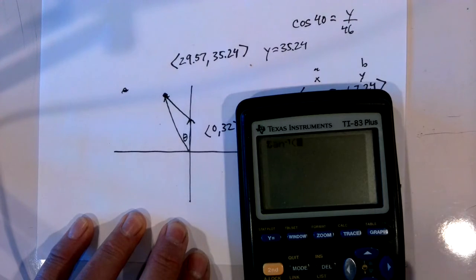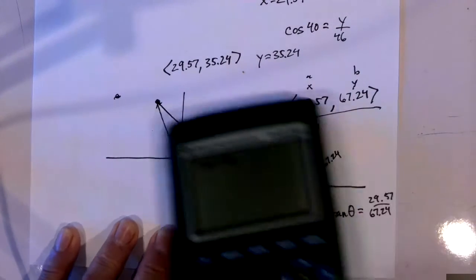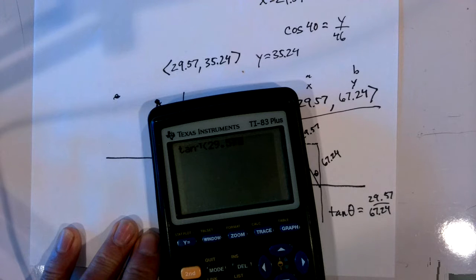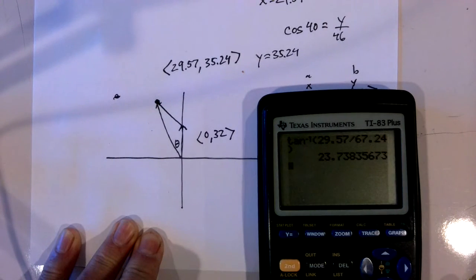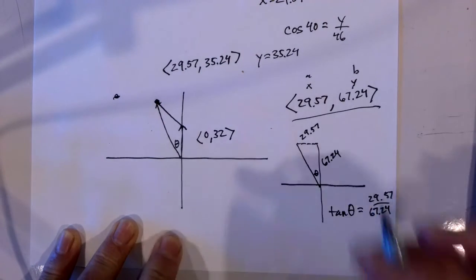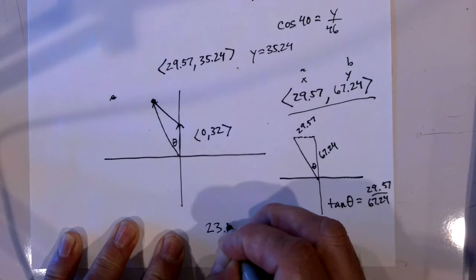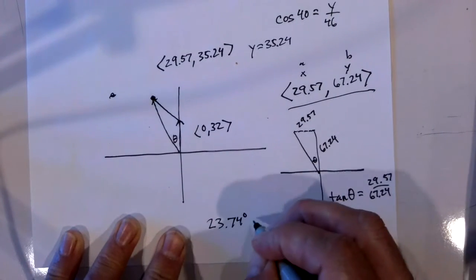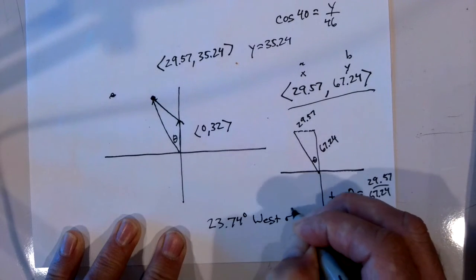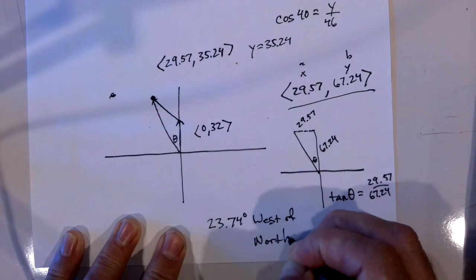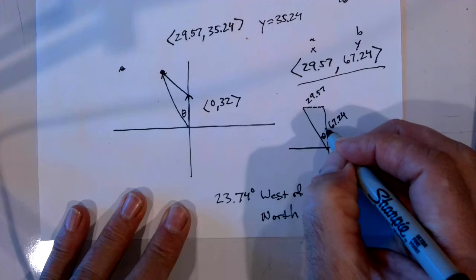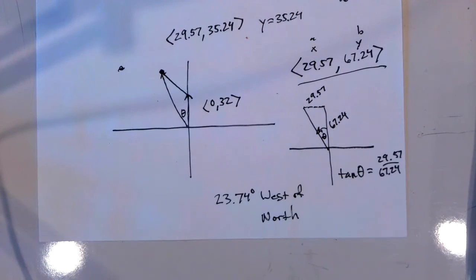Now you're just going to inverse tangent that guy. So tangent inverse, and we've got 29.57, and we're going to divide that by 67.24, and we get 23.74 degrees. So that means 23.74 degrees west of north. And so that's that angle. So 23.74 degrees west of north.